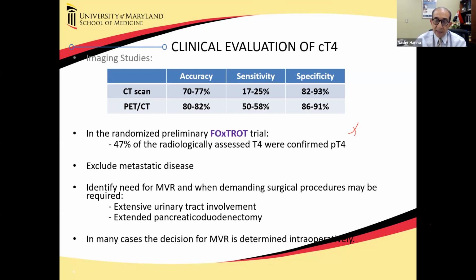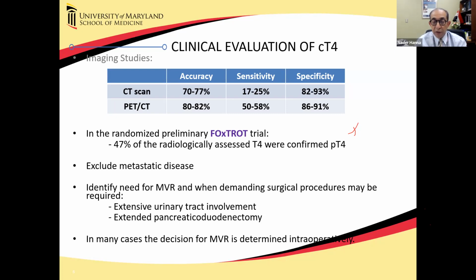So there is a tendency of overstating the T4 lesion, just to keep in mind. Now, what's the FOxTROT trial? The FOxTROT trial, and it's going to come up again in the lecture, is a randomized trial looking at whether neoadjuvant chemotherapy on T4 lesions, clinical T4 cases, would actually provide any survival advantage. So I'm going to come back to the FOxTROT trial in the next few slides.